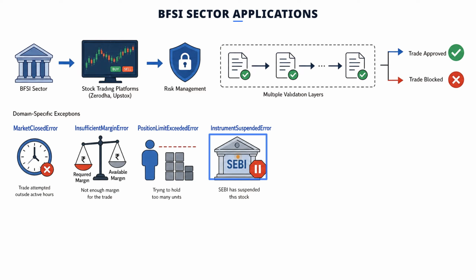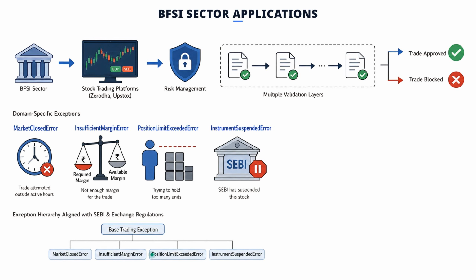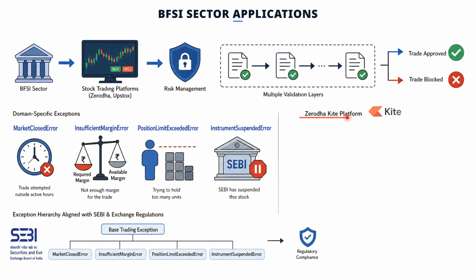Look down here at the bottom. They are built into a strict exception hierarchy, all inheriting from a single base trading exception. This structure ensures perfect alignment with strict SEBI and exchange regulations. A fantastic practical example of this is the Zerodha Kite platform.